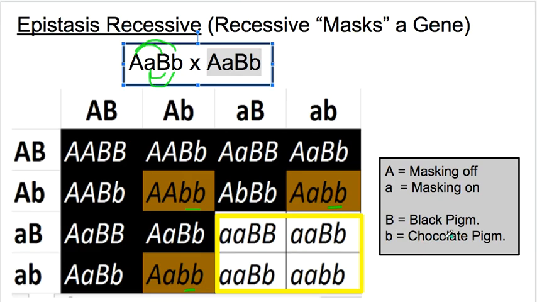pigment. Now these 4 down here in the bottom right-hand corner, why do I have a yellow box around them? Those are going to be yellow labs because remember little a, the masking was on, and they have little a, so the masking is on. The color gene is being masked.